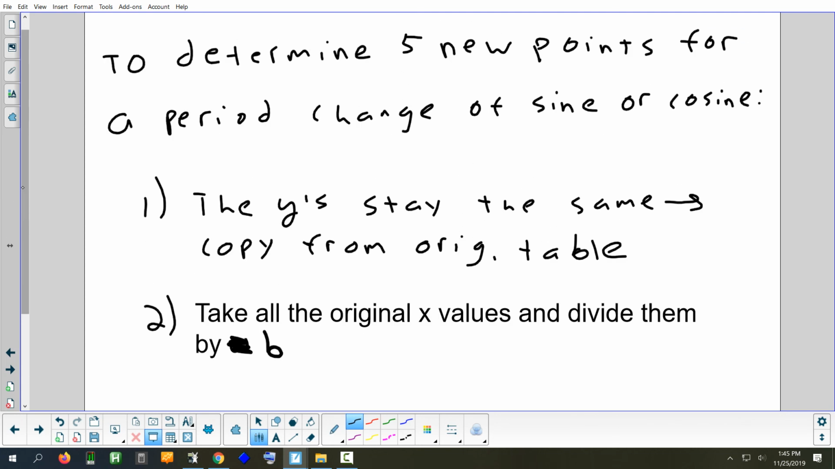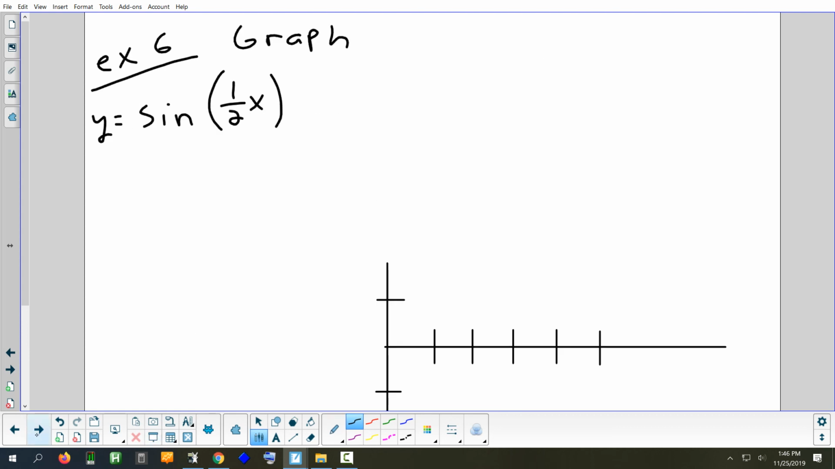A was the very first one we did. That was phase shift, so horizontal shift. B was the horizontal stretch. C was the vertical stretch. D was the vertical shift. Okay. So let's finish up and we'll just grab a couple of these.